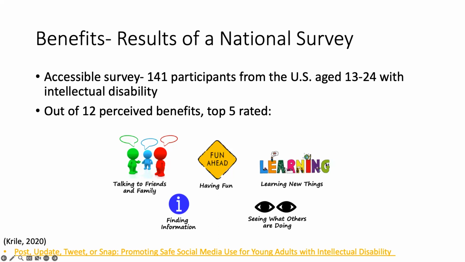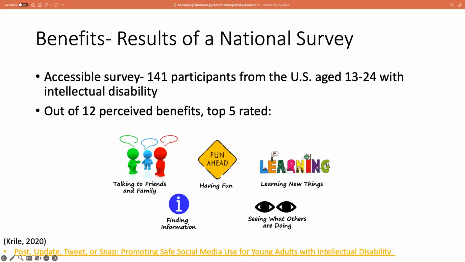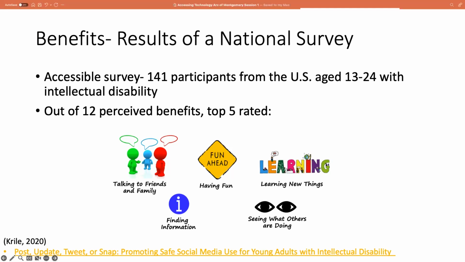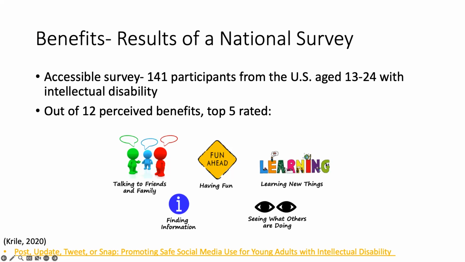The third one was learning new things. So learning new things about their interests was really the reason they stated that. So if they had a certain interest, they could go and look it up and find and learn new things about it. The fourth was finding information, about household things like doing household chores to their favorite celebrity. A lot of them used it to find information about their favorite celebrities.